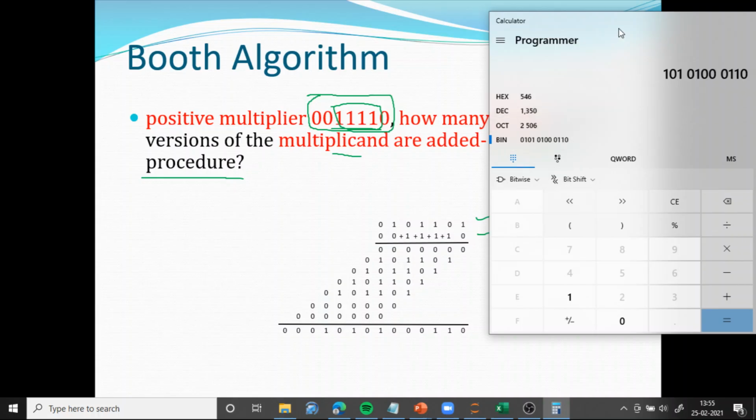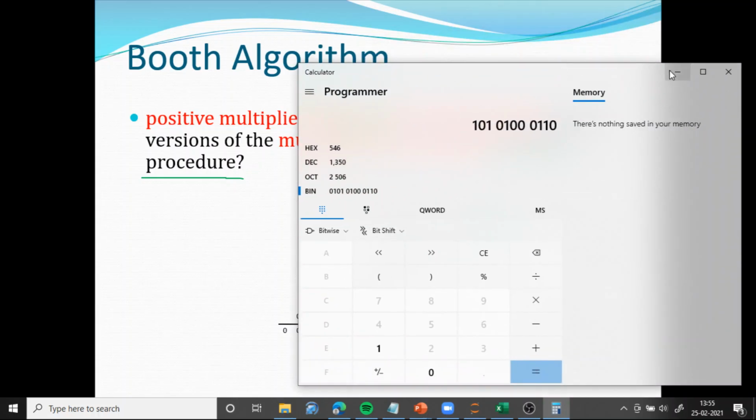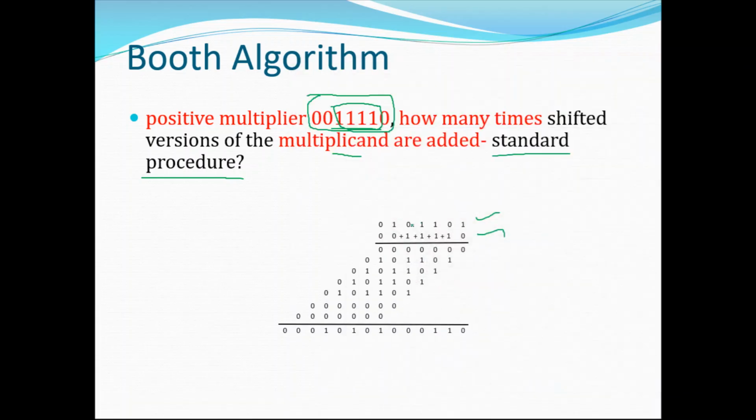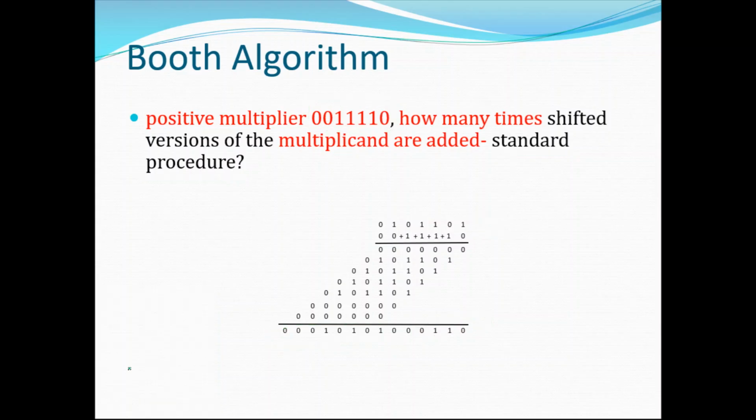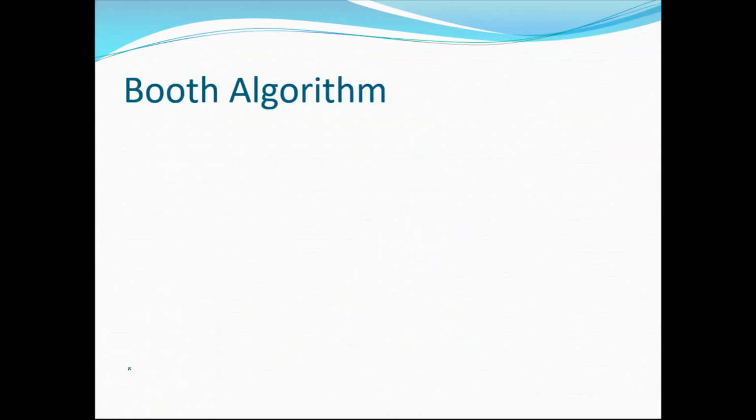So this multiplication you can do. This we have already discussed, so you can check. This is the normal multiplication. But what has Booth inferred from this? What is the intuition? That is what we are going to learn in this particular lecture mainly.